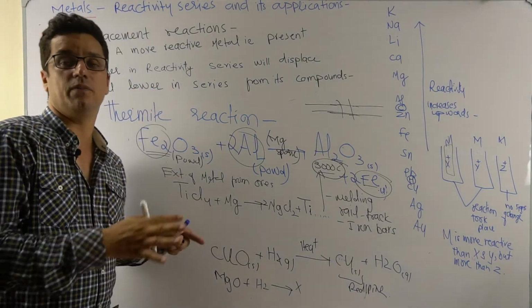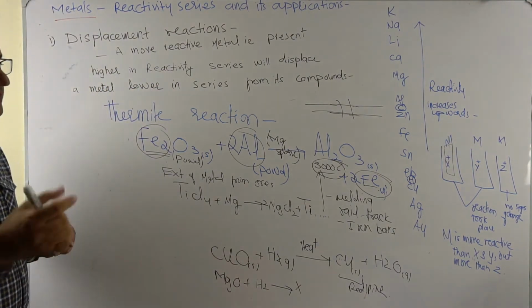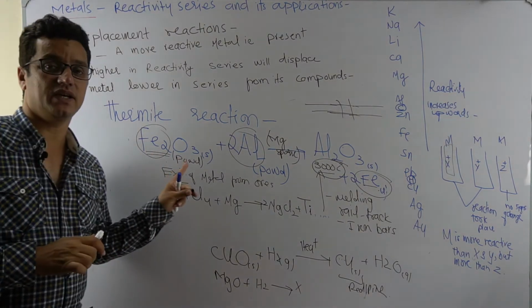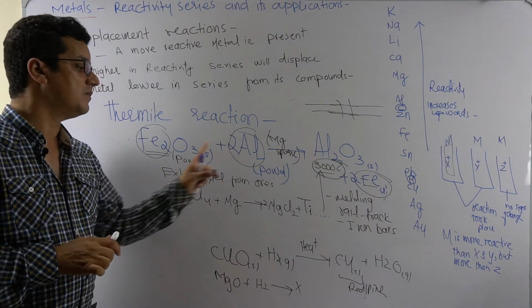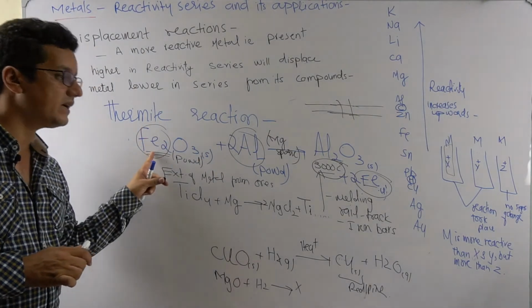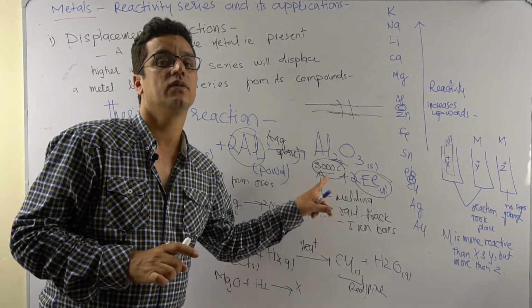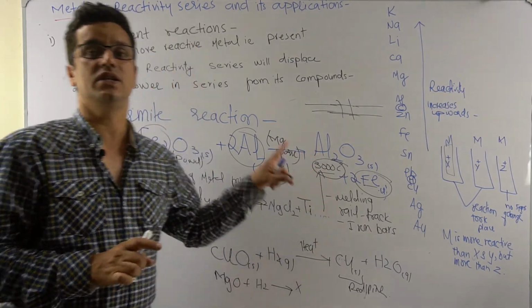Aluminum oxide forms a top layer, so that will even prevent any further rusting. So it is a huge application of displacement reaction: more reactive displaces less reactive, and the process releases so much heat that it is used for welding, even from centuries ago and nowadays.